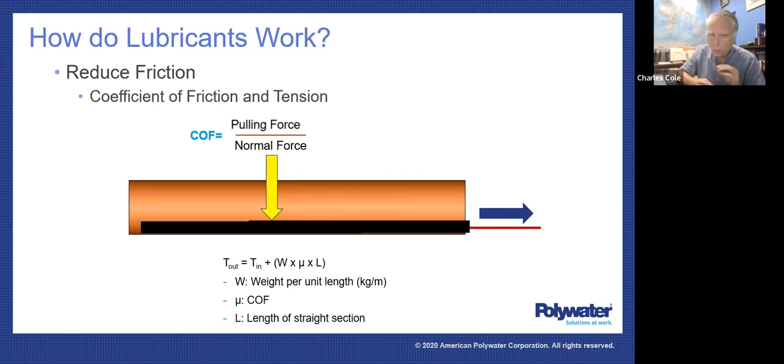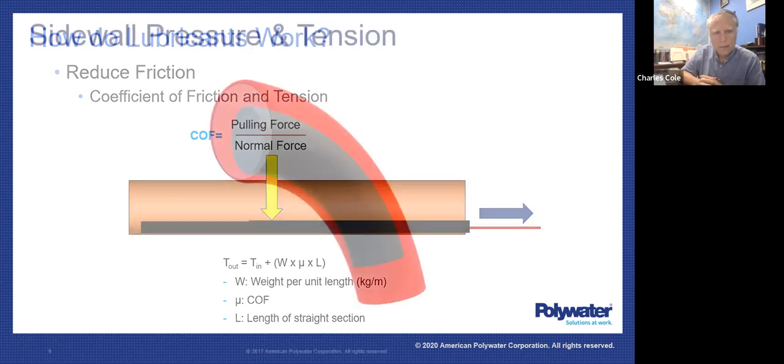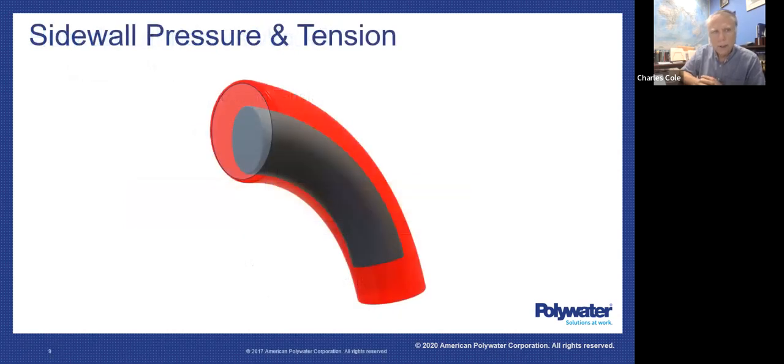One important note is that in a straight section, which we're looking at here, the coefficient of friction is acting in a linear manner. It's the amount of tension that is being created in a linear fashion. That's different than how tension is generated in a curve or a bend. So if we could go to the next slide, we could talk about sidewall pressure and end tension.